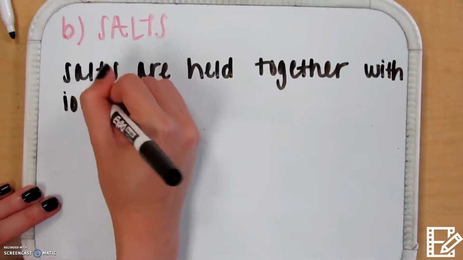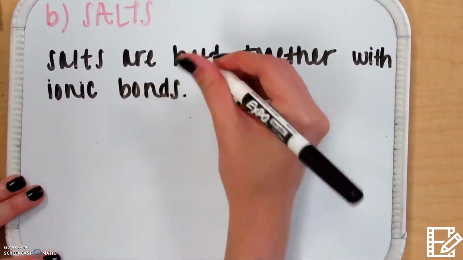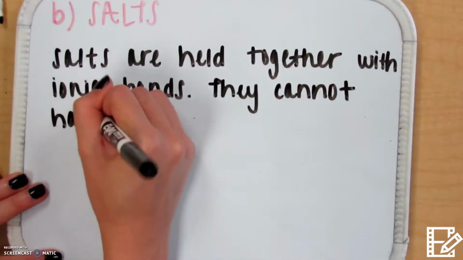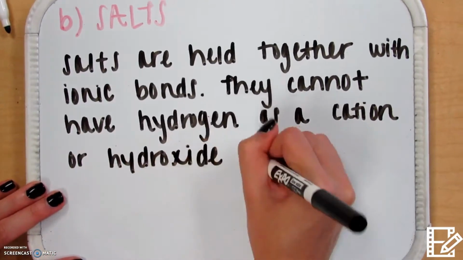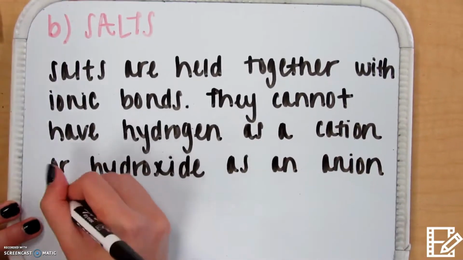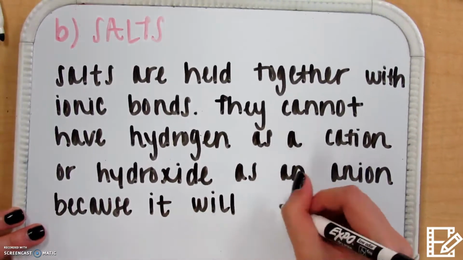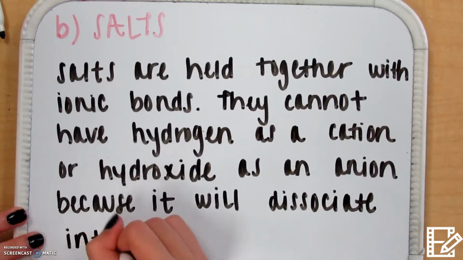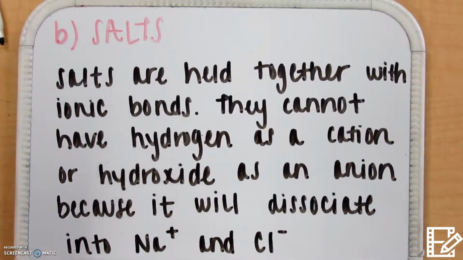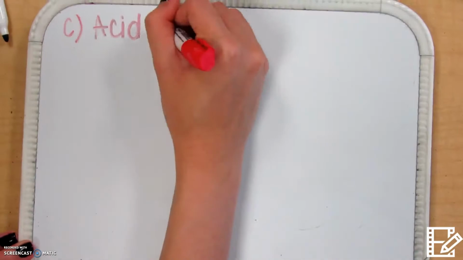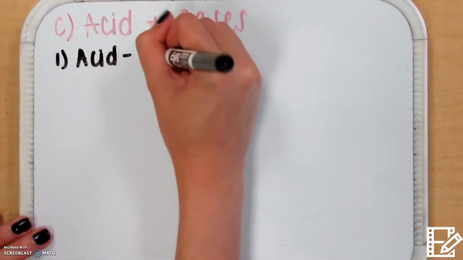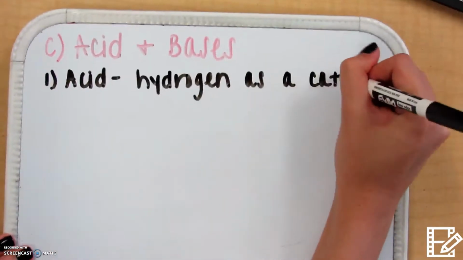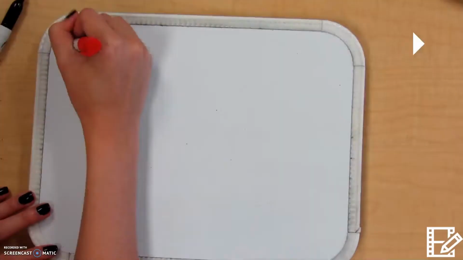Another thing about inorganic compounds are salts. They are held together with ionic bonds and cannot have hydrogen as a cation or hydroxide as an anion, because it will dissociate into Na+, which is sodium, and Cl-, which is chloride. Salts most commonly found in the body are NaCl and CaCO3, which is calcium carbonate, and KCl. The most plentiful salt is the calcium phosphates that make bones and teeth hard.